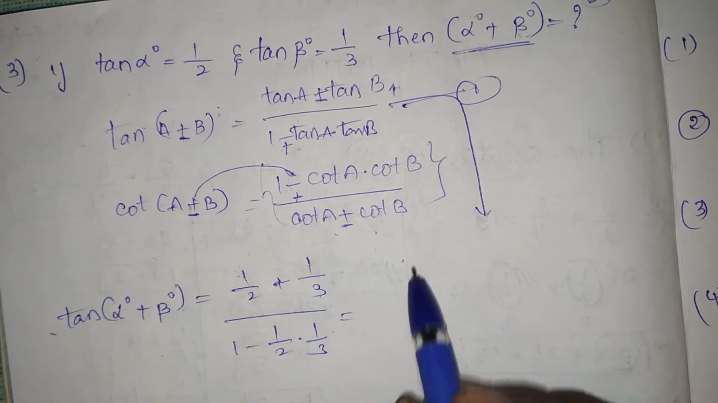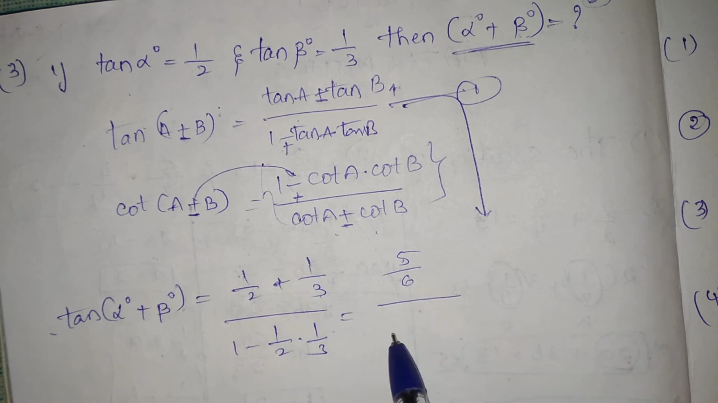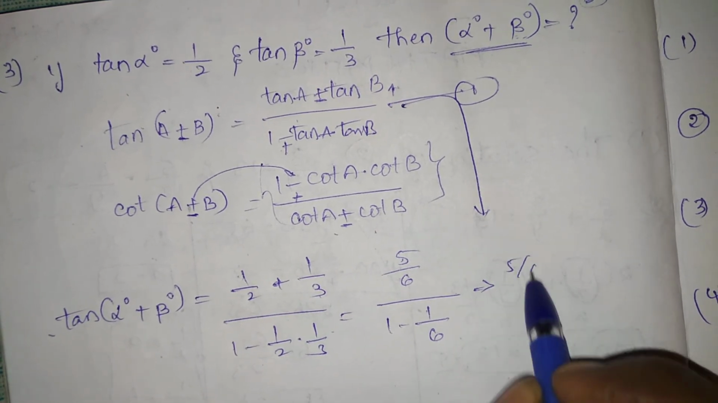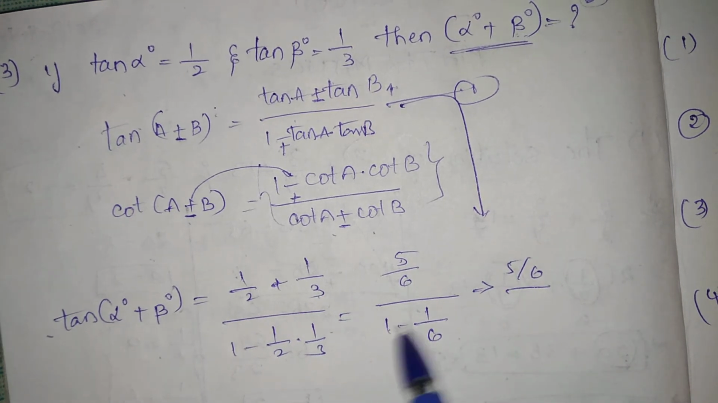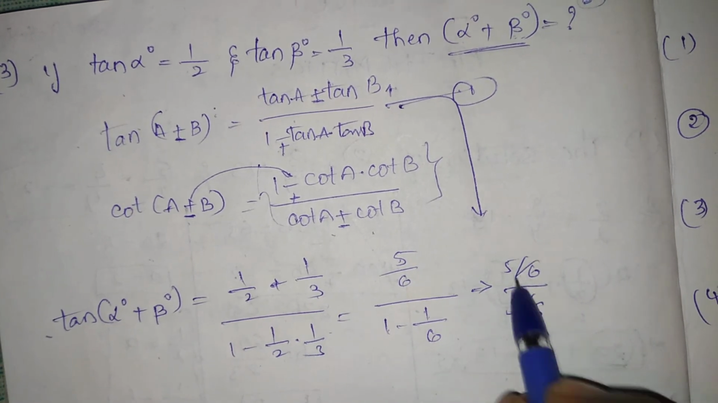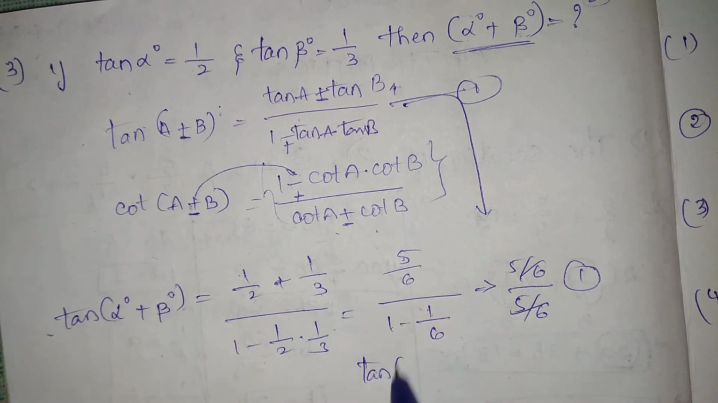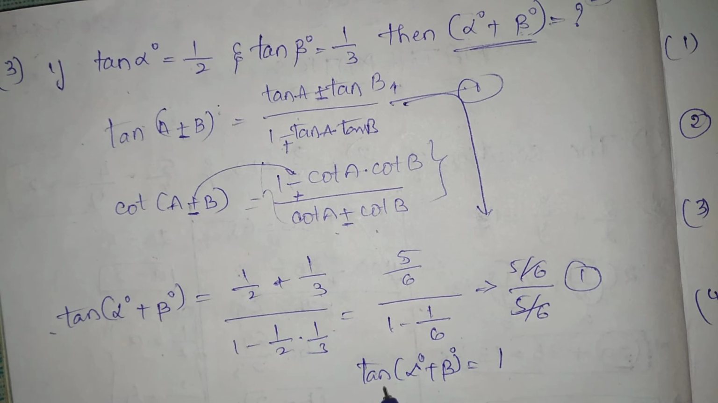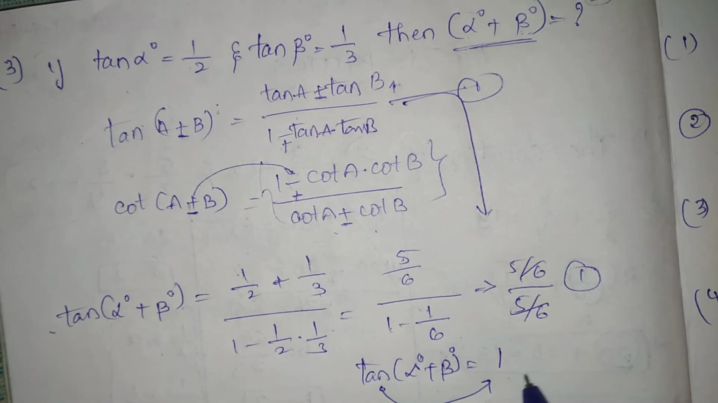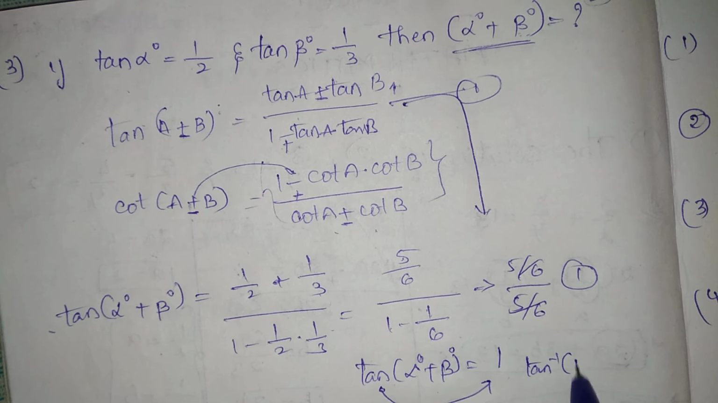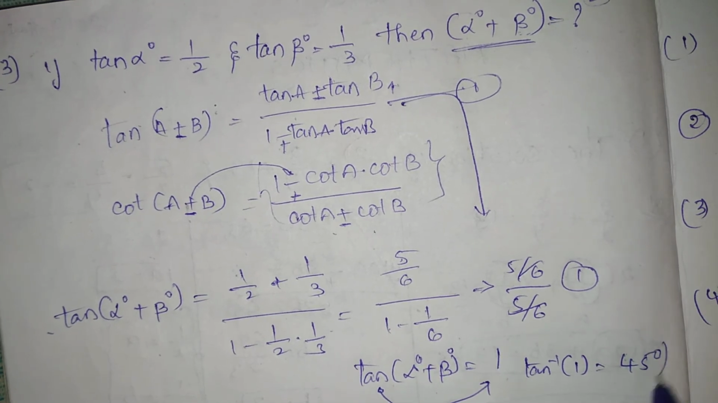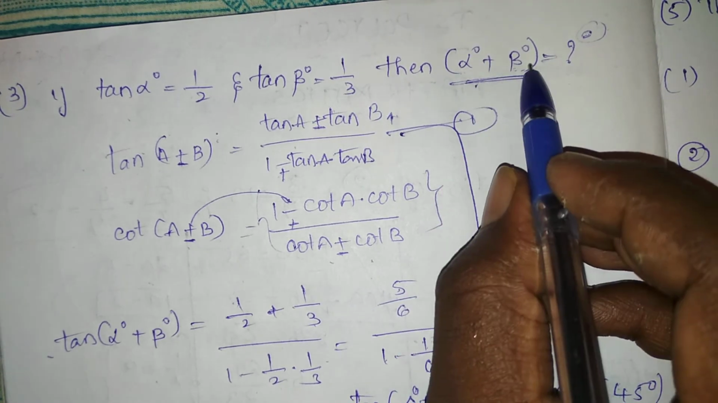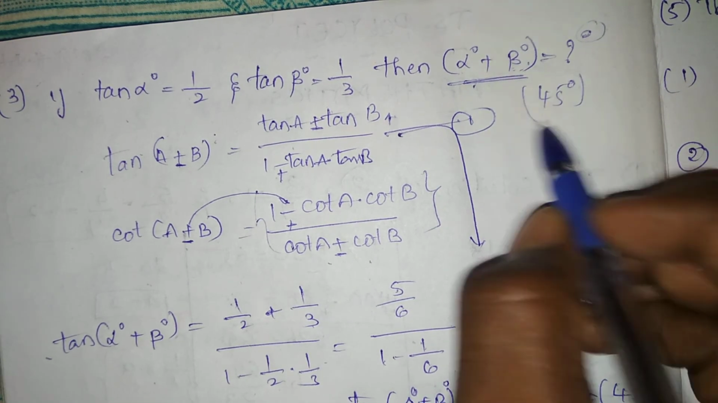3 ones are 3, 5 by 6 by 1 minus 1 by 6. That gives 5 by 6 by 6 minus 1, which is 5 by 6, so that gives 1. Tan of alpha degrees plus beta degrees is equal to 1. Taking tan inverse, tan inverse of 1 is equal to 45 degrees. The value of alpha degrees plus beta degrees is equal to 45 degrees.